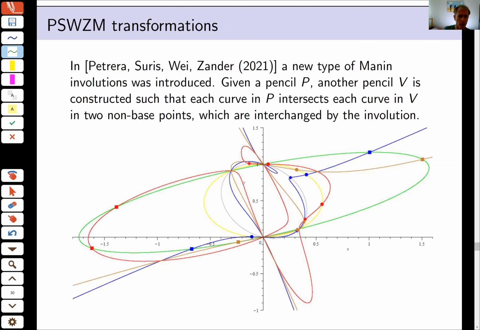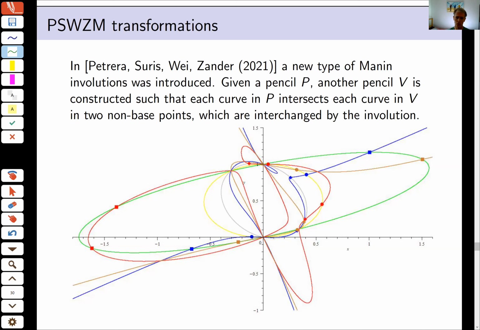I want to talk about work from Petrera, Suris, and Zander. They defined a new kind of Manin involution. So instead of using a straight line to interchange points, they constructed a whole pencil of curved lines in such a way that each curve in that pencil intersects the curves in the pencil you start with in 2 points precisely, so that you can interchange those 2 points.